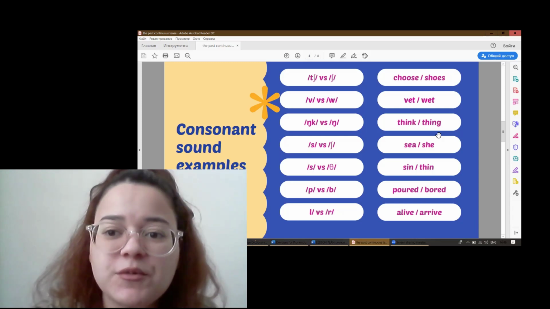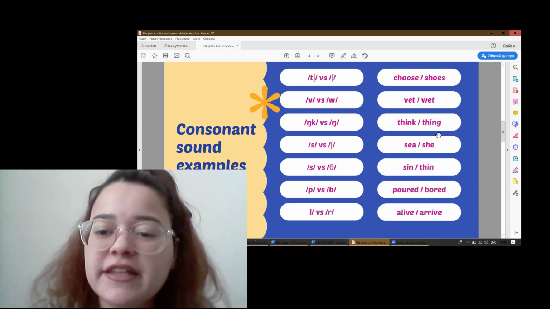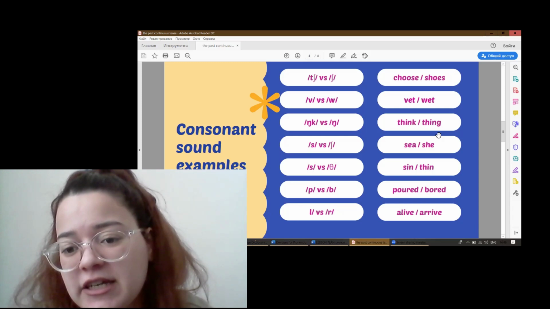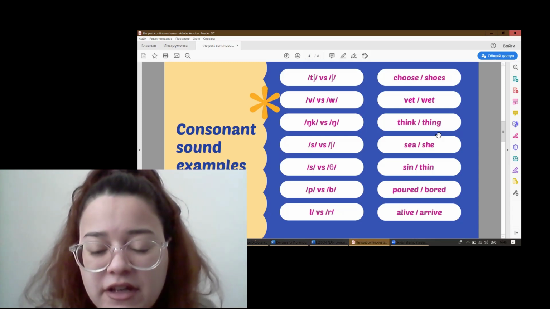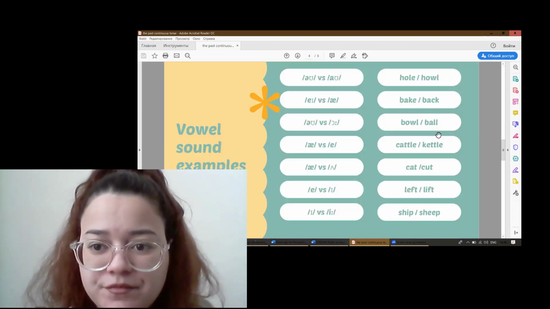For example, choose, shoes, think, sing, see, she, seen, seen. They're absolutely the same. Port, board, alive, arrive.